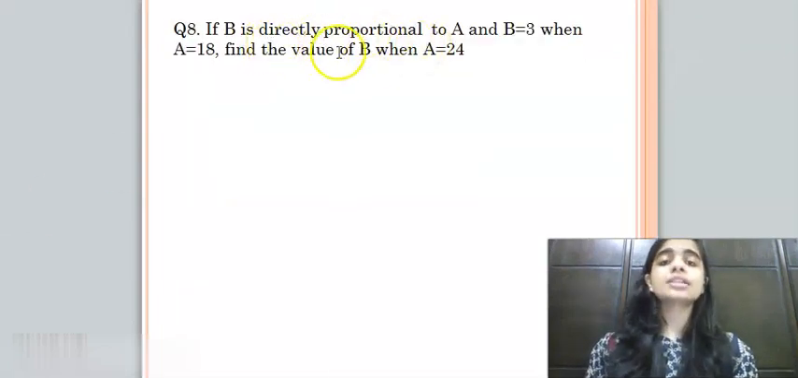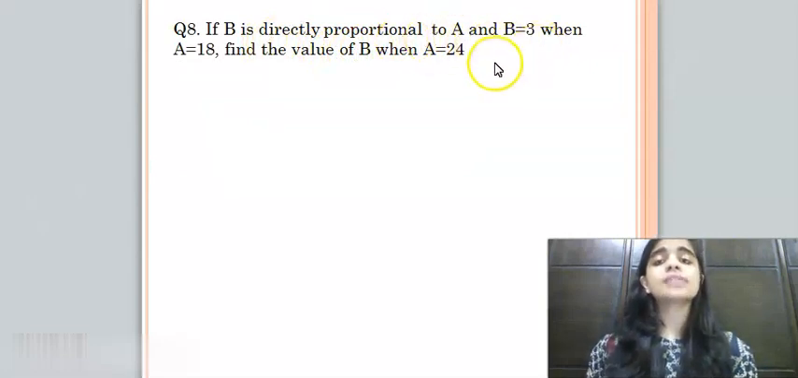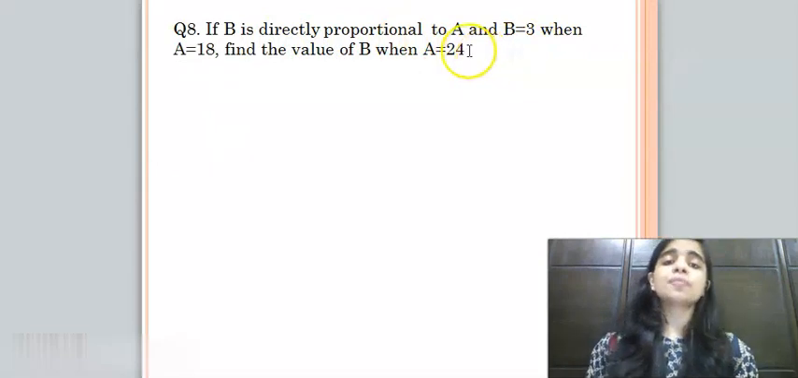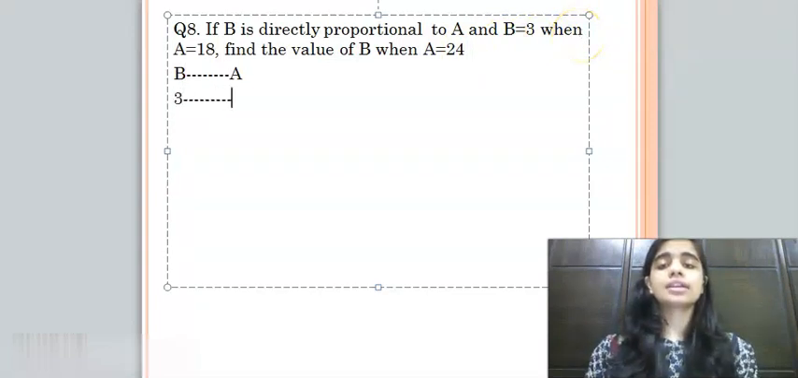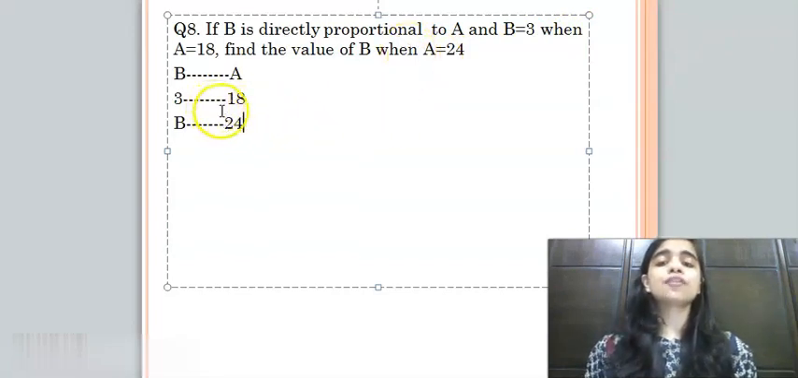If b is directly proportional to a and b is equal to 3 when a is equal to 18, find the value of b when a is equal to 24. Again, a very easy question. So b is directly proportional to a. b is 3 when a is 18. Find the value of b when a is 24. So we don't know b, so let's keep this as b, and a is 24. So we will do 24 multiplied by 3 divided by 18.